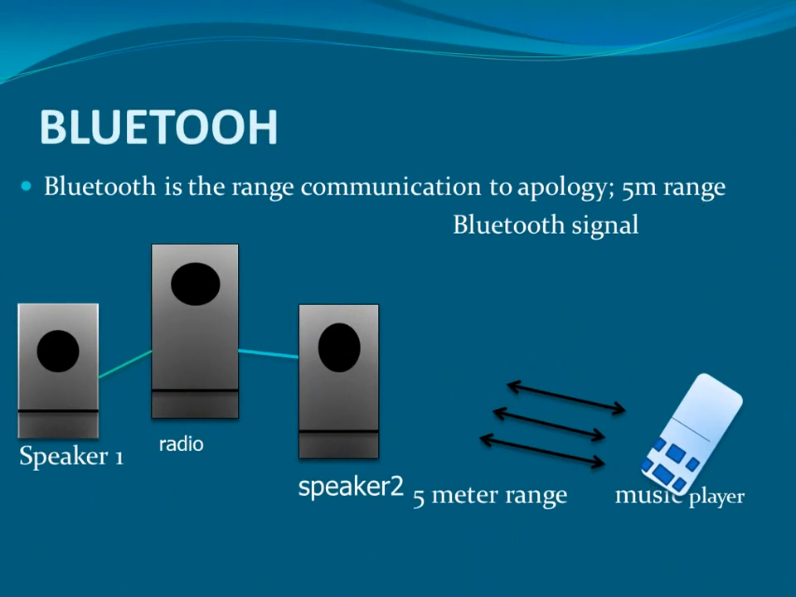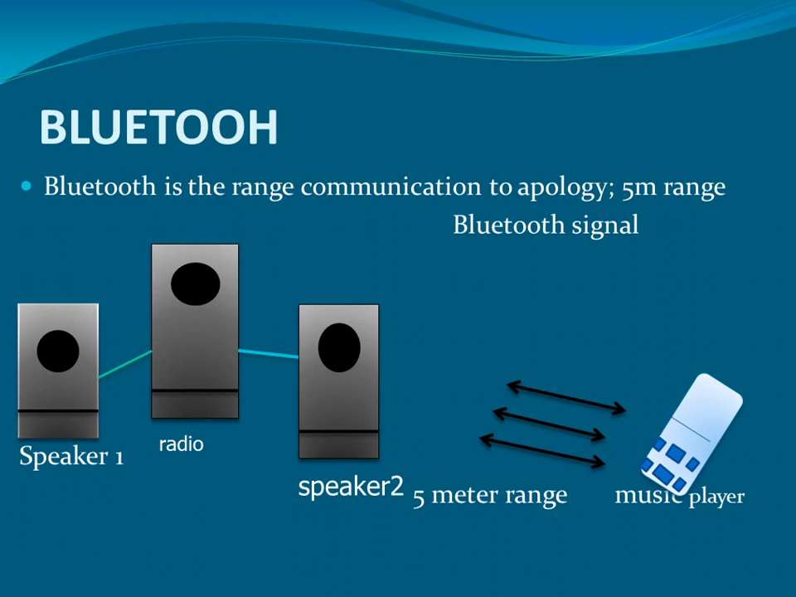Let's look at the Bluetooth network. A Bluetooth network is a short range communication with a 5-meter range Bluetooth signal. The communication is at least around 5 meters, that is Bluetooth. You can move with your phone around your house. For instance, in a 5-bedroom house, you can go around while that network is still communicating to a device.